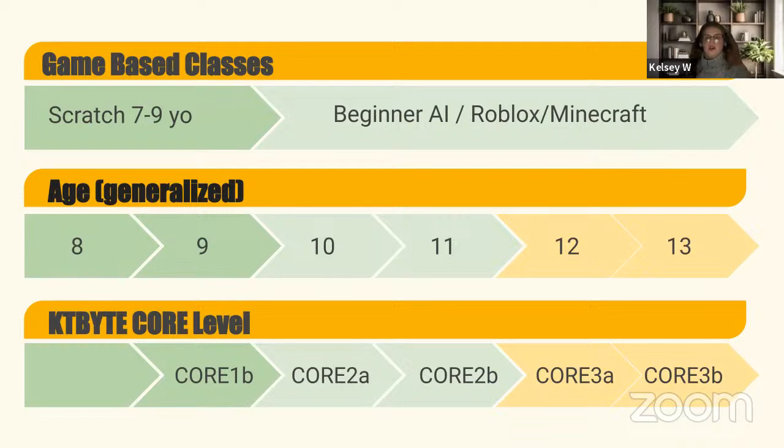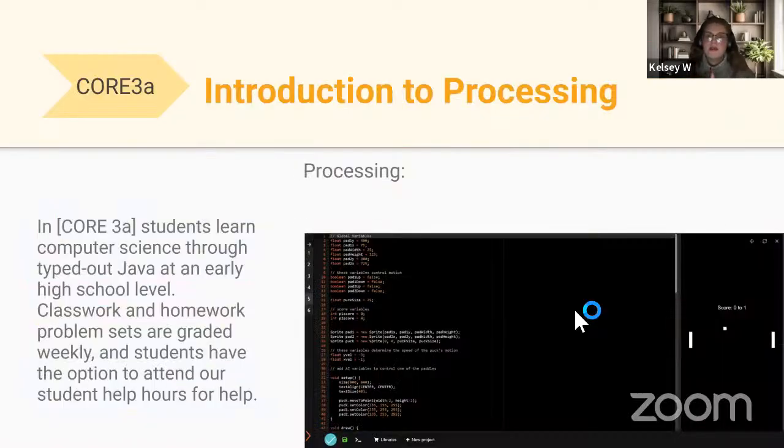Perfect. So we've kind of gone through beginner AI, Roblox, Minecraft. We're still within sort of the block-based code, and now we're going to make our segue into Core 3A and 3B using Processing, using typed out code instead of block-based code. This is a decent step in the learning journey of any student.